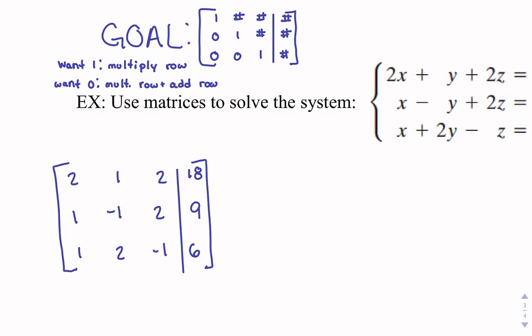So we're going to solve another problem using matrices. I already took your system and converted it to a matrix. Remember, you just take the coefficients, and when it says equals, you draw that vertical line, and then anything it equals is on the right side.